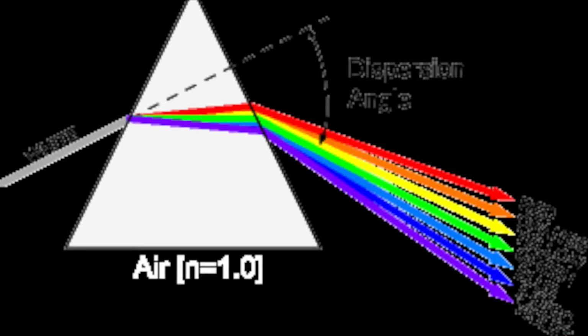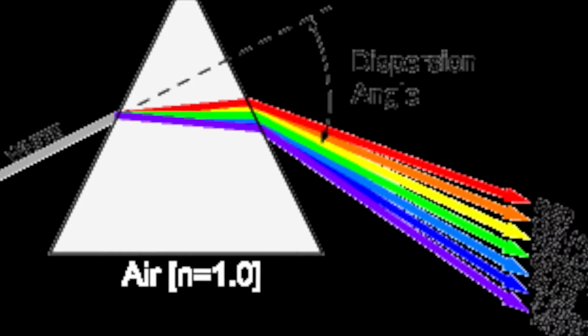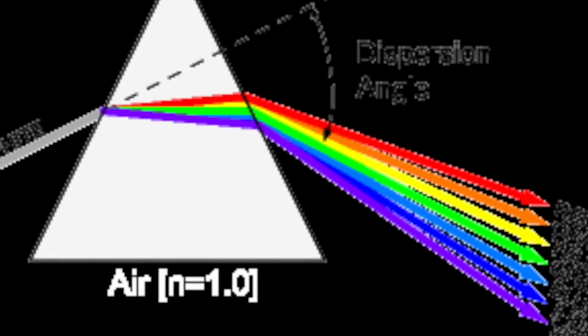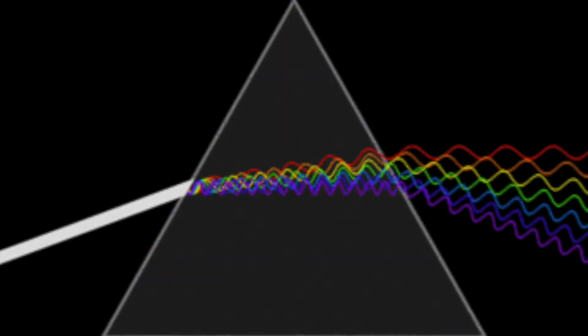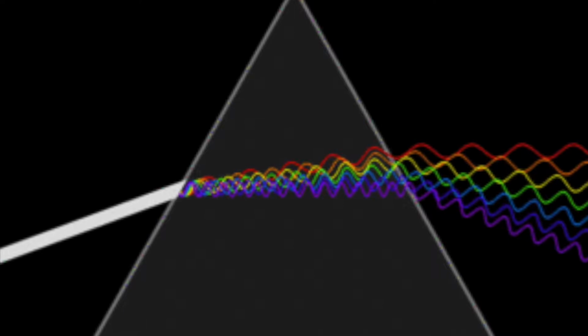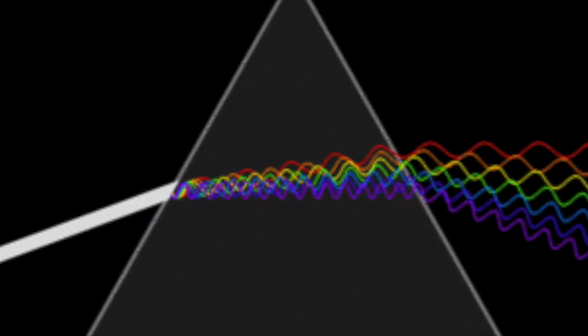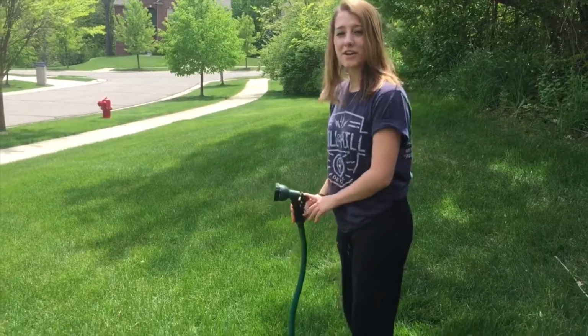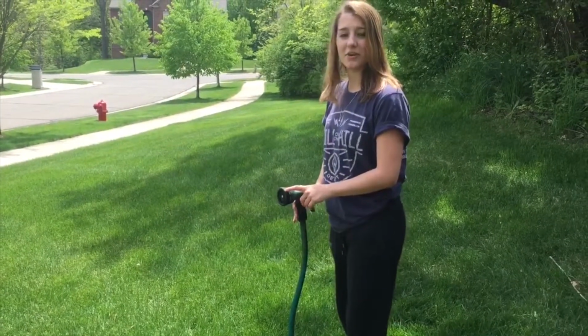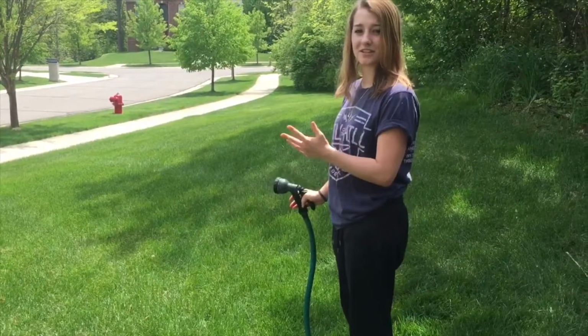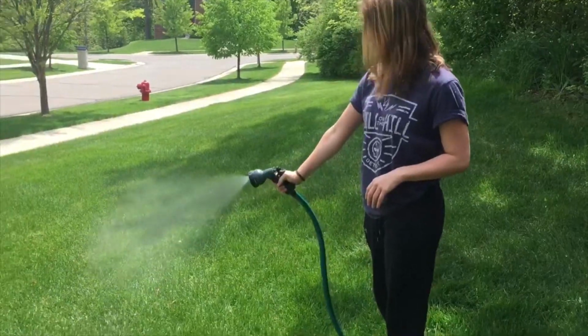Therefore, dispersion occurs when white light travels through a raindrop, showing all the different colors of light because the different colors of light have different wavelengths, and the change in speed of light through a medium depends on the wavelengths of light. Alright, so I'm using a hose that is on the setting of mist, and when I spray it in the air and the water droplets connect with the sun, it creates a rainbow like this.